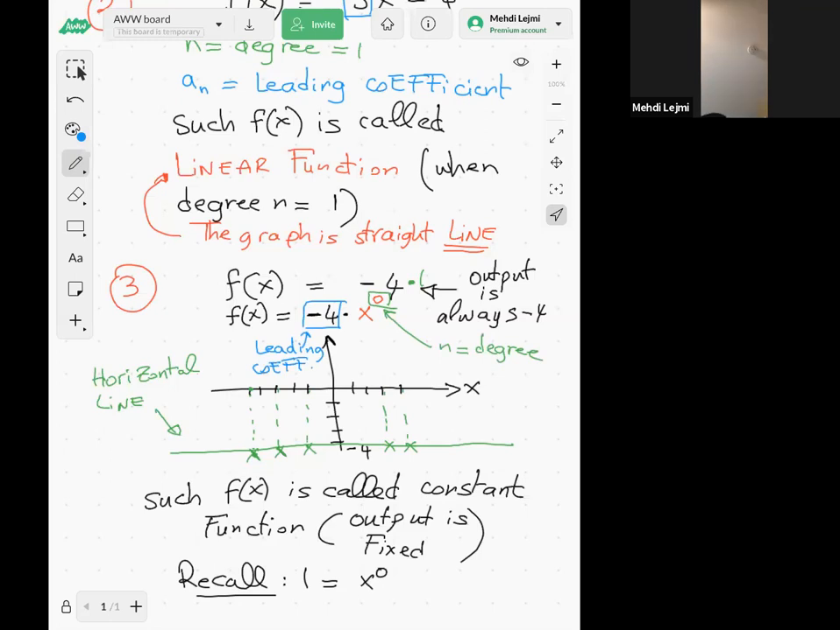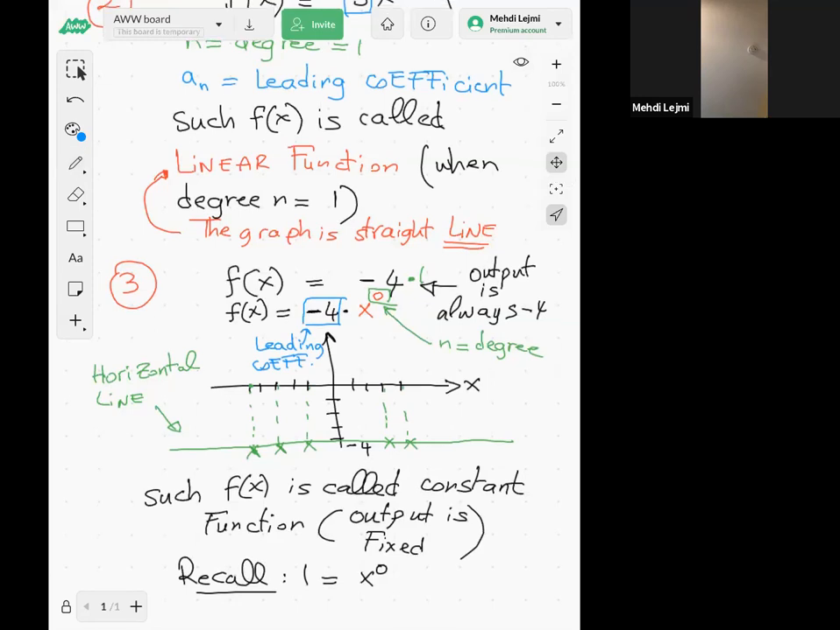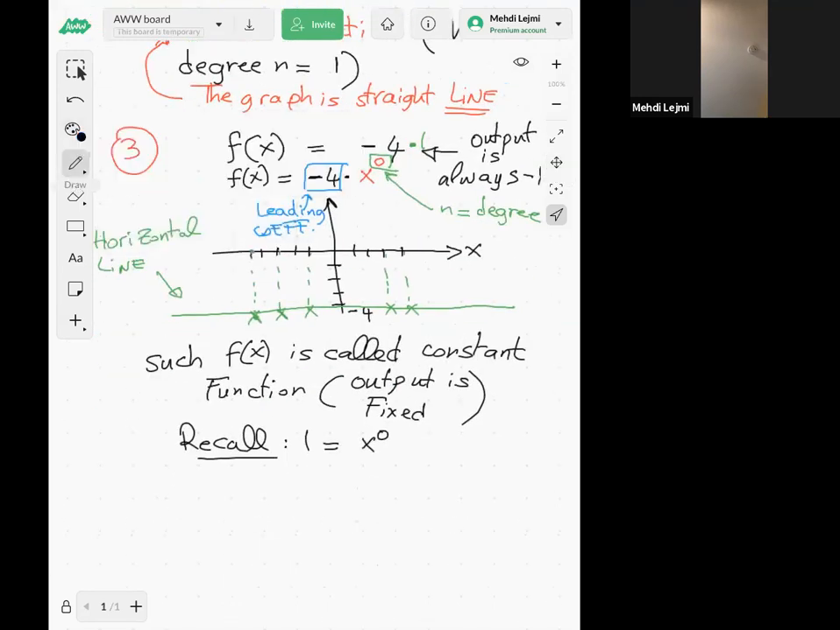Okay, so what I'm saying, guys, is that when we have a constant function, what I mean by constant function is just a number, f of x is equal to a number, then it's actually a polynomial, and the degree n is just 0. So for constant functions, the degree n is 0. All right.